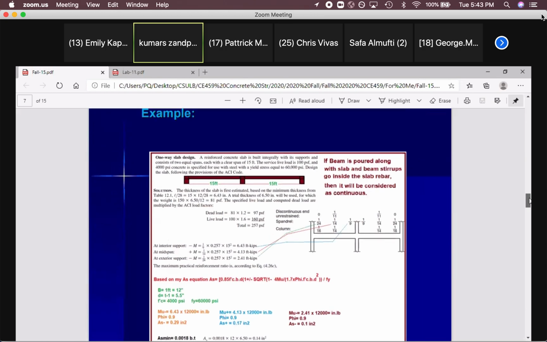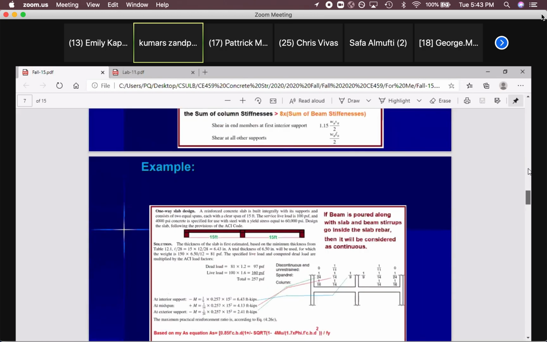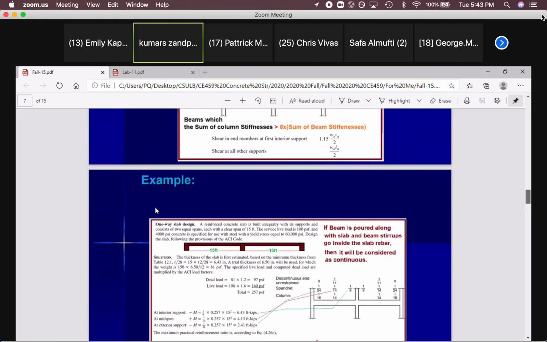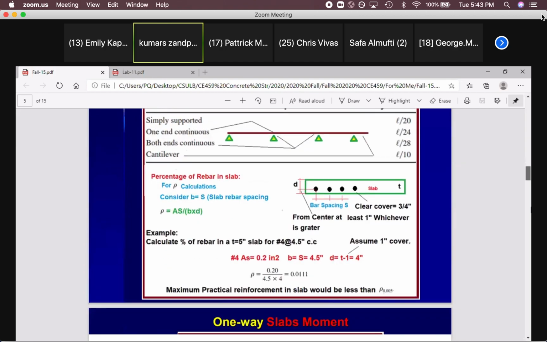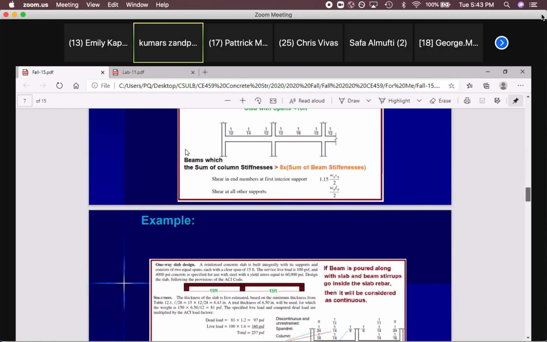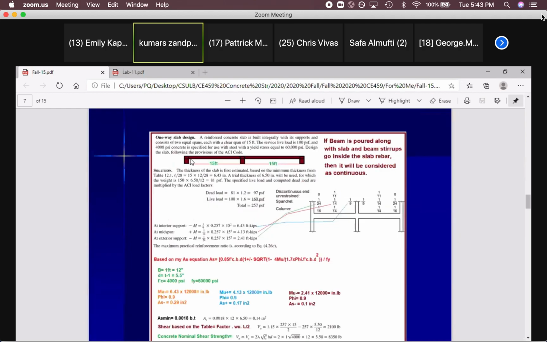As you can see here on this first one, if both ends are continuous like this, you can go with L over 28. L over 28 for both ends continuous, because we have fixed or spandrel at start and end. You can consider this as continuous because you will get negative moment. So we will go with L divided by 28, 15 times 12 divided by 28. That's 6.45. We will go with 6.5 inch thickness. So the slab thickness is 6.5.